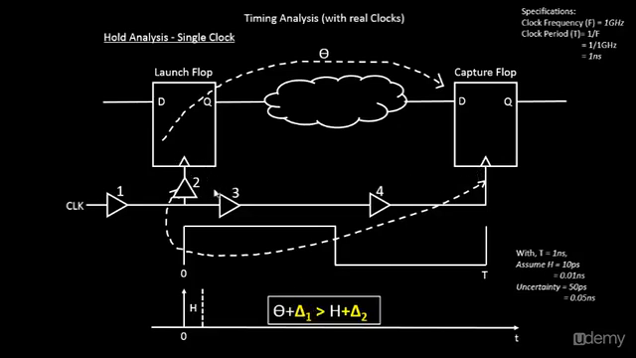At a time equal to delta 1, the launch flop will receive a clock edge over here. At time equal to delta 2, the capture flop will receive the clock edge over here. And delta 1 minus delta 2 was nothing but the skew. Okay, that was plain and simple.